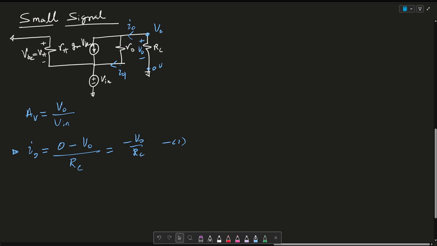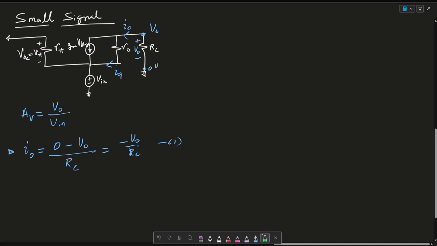Let me make this smaller. So the next step is I'm going to write a KCL for IO going in here, here, and here. So I could say then that another equation I can write is that IO is equal to IO1 plus GM VBE. Okay, and I can call this equation 2.